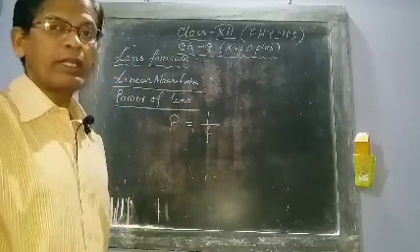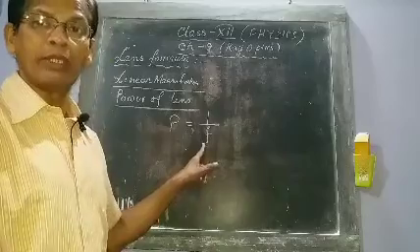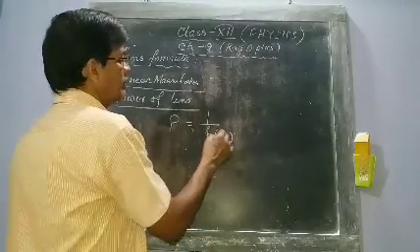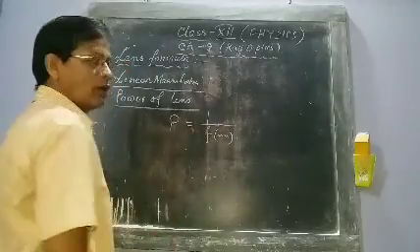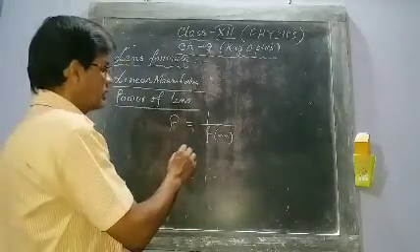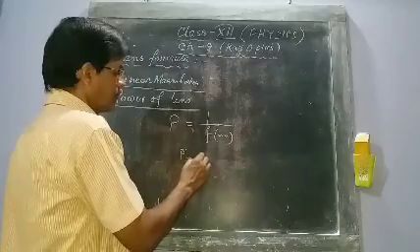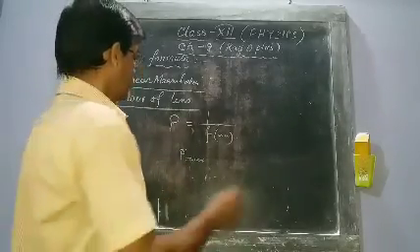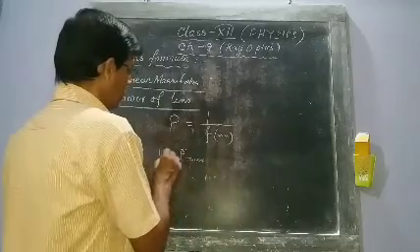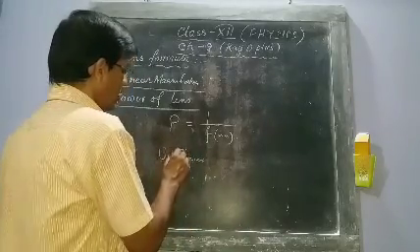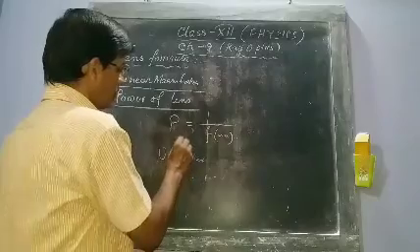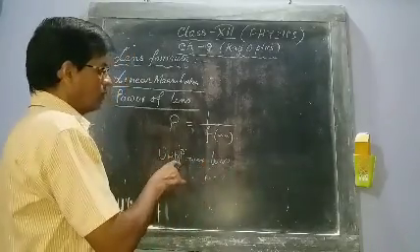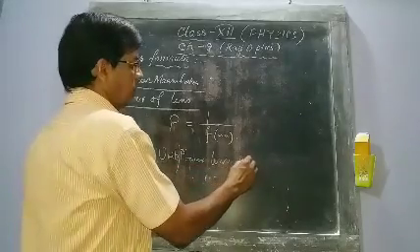P is 1 by F, but F should be in meter. So what is the power of lens? What is the unit of the power of lens? The unit of power of lens is diopter.